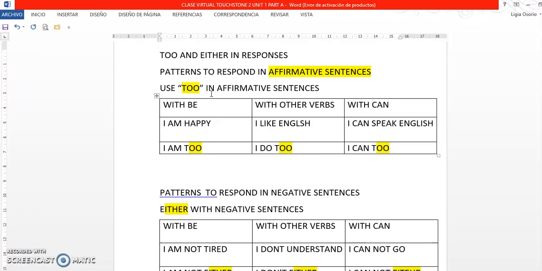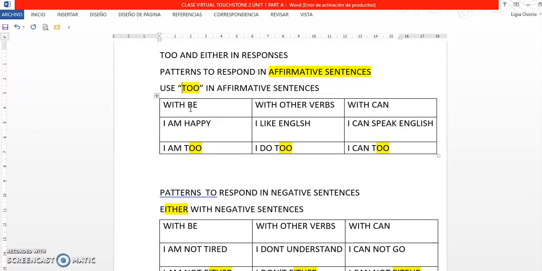Remember, "too" means también in Spanish. It's like if you say, me gusta el inglés, I do too, a mí también. I am using "do" because it's the pattern I have to use with other verbs in simple present tense, okay? Another example, if you are using "can," in your pattern when responding, you have to use "can." For example, here, "I can speak English," "I can too," right? Yo puedo hablar inglés, I can too, yo también.